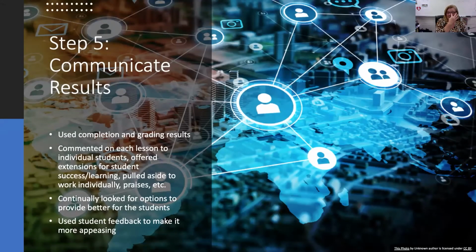Step 5, communicate the results. We use the digital interactive notebook to complete all the assignments, complete the test, complete the review. And because it was in Google and we shared their documents, I could contact back and forth with the students, give them suggestions, and even help them. If they were struggling, if they missed a problem or a question, then I could direct them in the way to answer that question effectively.